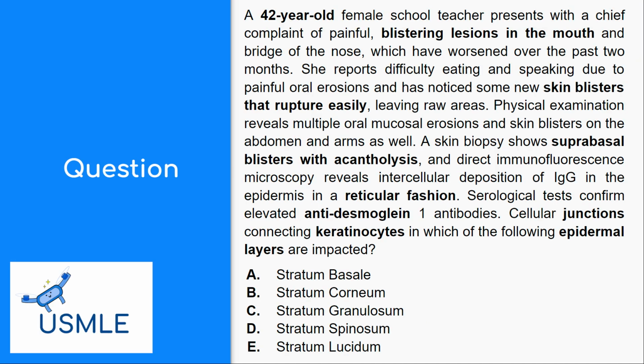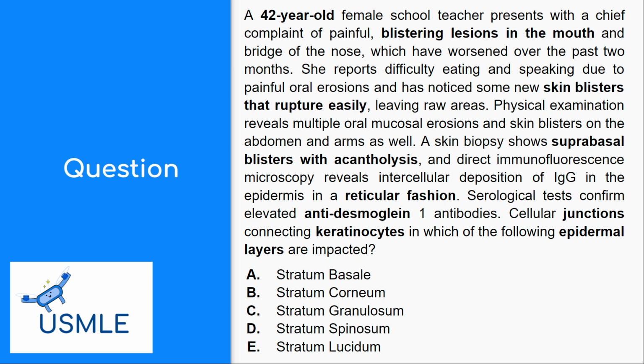Now, as for the question, we have a 42-year-old female who presents with blistering lesions in the mouth. She has skin blisters that rupture easily. A skin biopsy showed that these blisters were suprabasal with acantholysis. The immunofluorescence reveals deposition of IgG in a reticular fashion. Serologic tests confirm anti-desmoglein 1 antibodies. Cellular junctions connecting keratinocytes in which of the following epidermal layers are impacted?